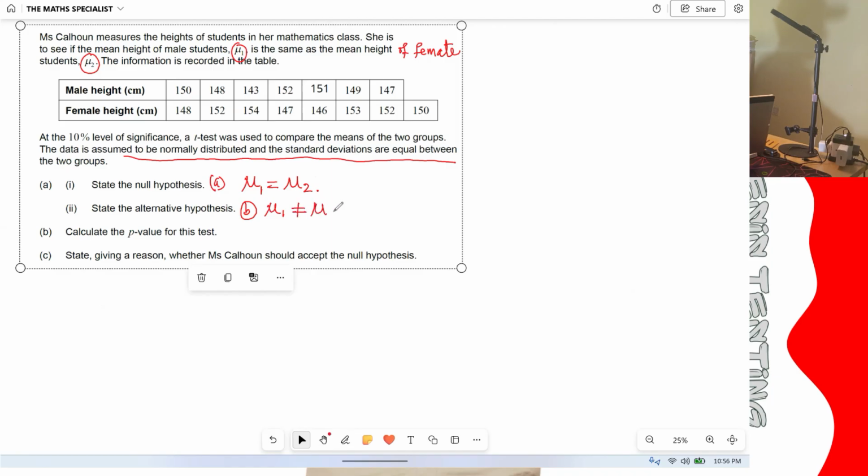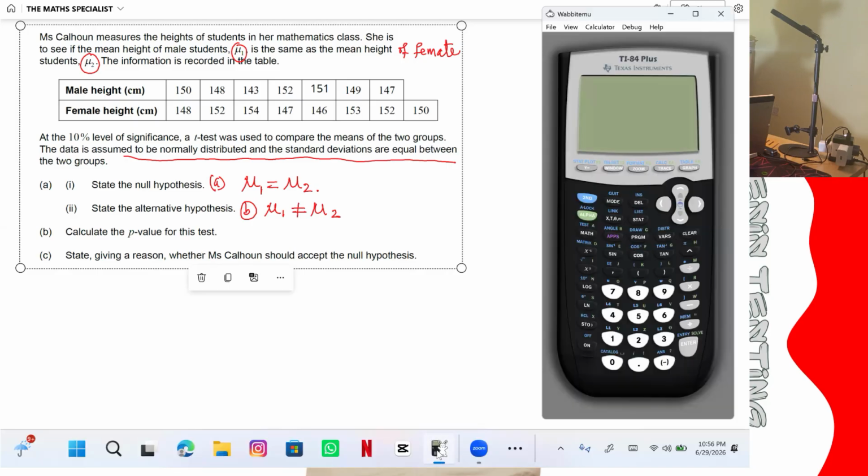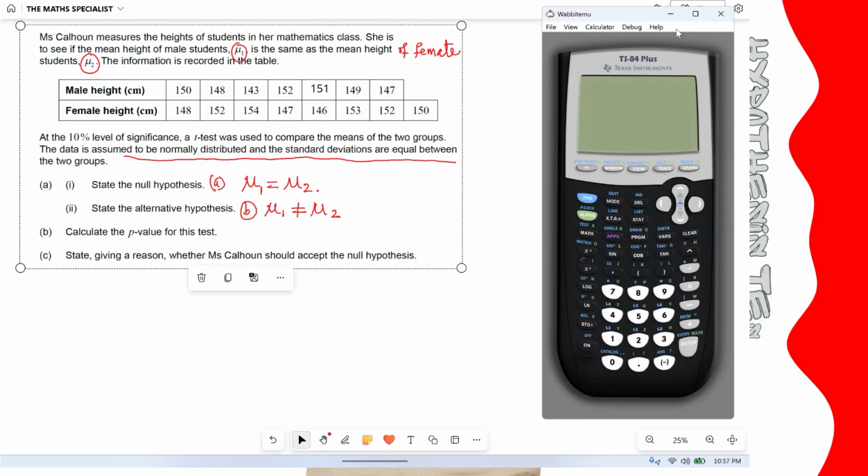So the alternative hypothesis, we are saying mu1 is not equal to mu2. Part B of the question says calculate the p-value of this test. So in calculating the p-value, let us plug in. This is our calculator. We have it here. So let us switch it on.